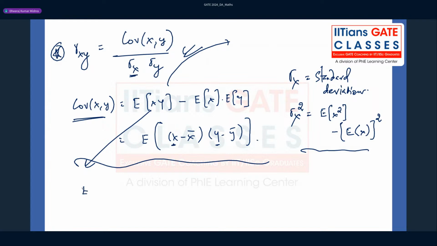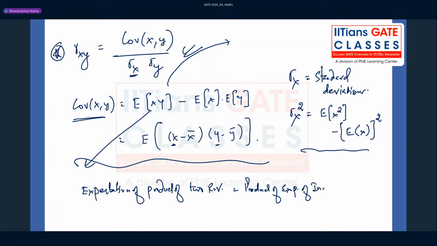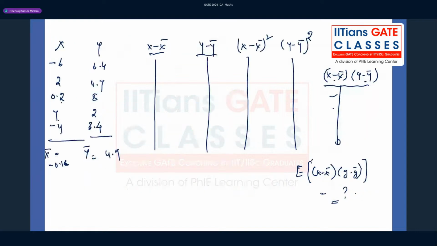Since X and Y are independent, you will replace this: the expectation of the product of two random variables is equal to the product of the individual expectations of X and Y. If they are independent, life is very simple.